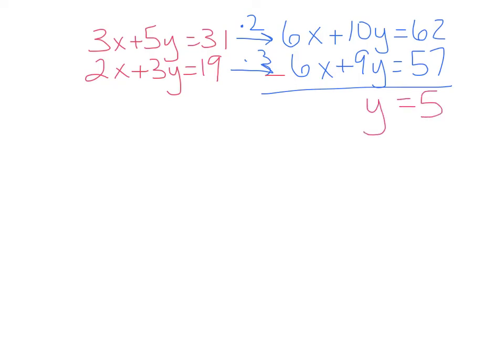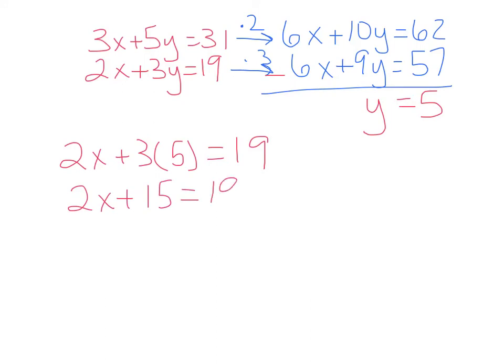Okay. Now, I get to pick any one of these equations. I'm going to pick this one. No good reason, it's a great equation. So 2x plus 3 times 5 is equal to 19. 2x plus 15 is equal to 19. We can keep going ahead to solve this equation. You can all solve x as 2. So our solution here is (2, 5).